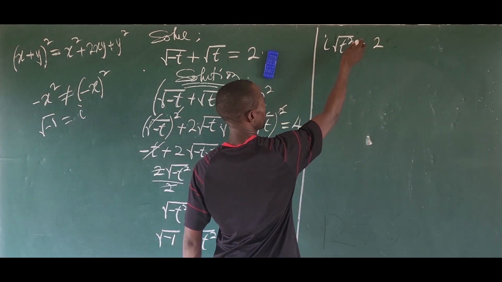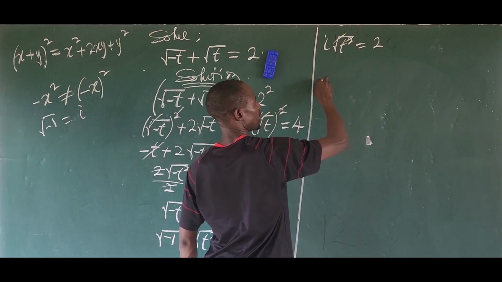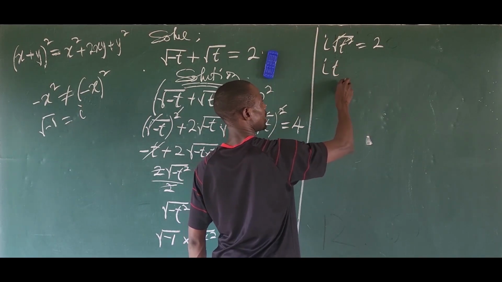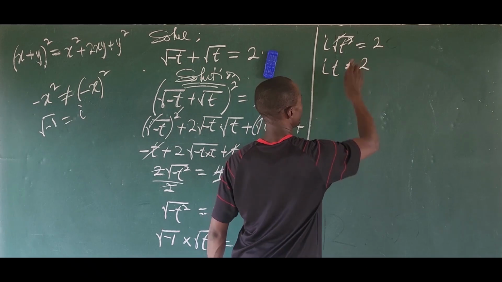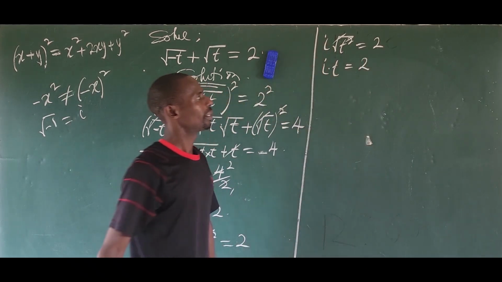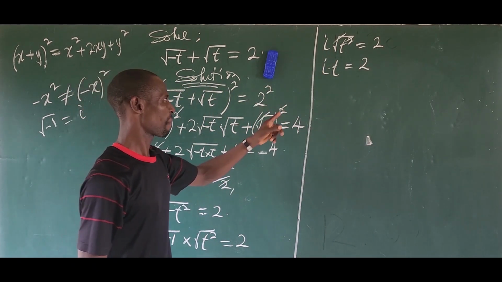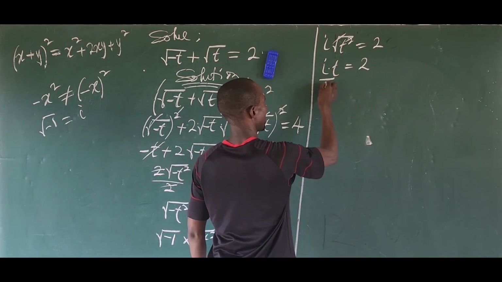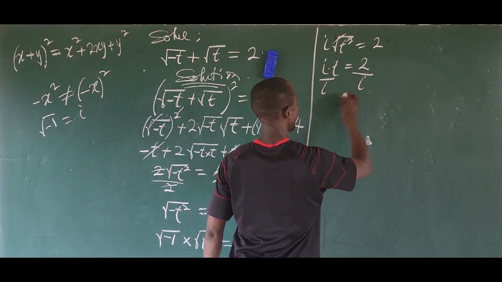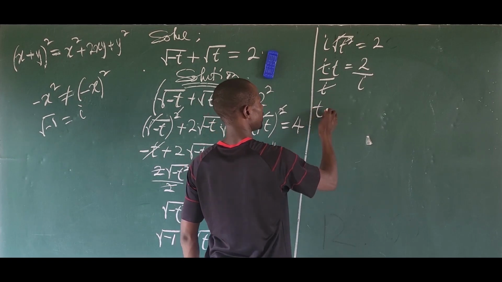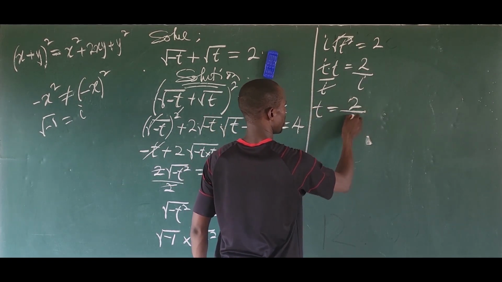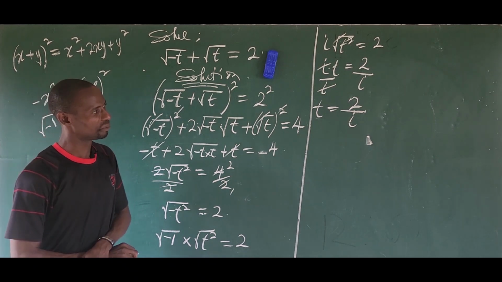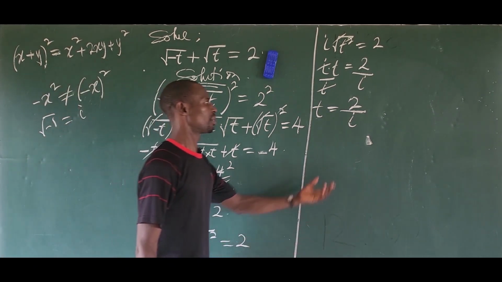So if we do this, what happens? This will go with this. I'm going to have iota times t is equal to 2. This is iota times t. So let's divide by iota. This leaves us with t equals 2 all over iota. Simple, right? Good. But we have to do something.